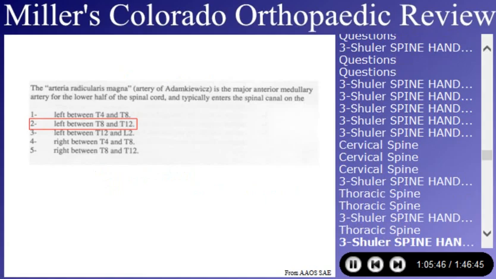Radicularis magna is a major anterior medullary artery for the lower half of the spinal cord. Typically enters the spinal canal between T8 and T12. Remember, on the left side. And I put L1 in because I also saw a reference where it has actually anatomically been found on down to L1.